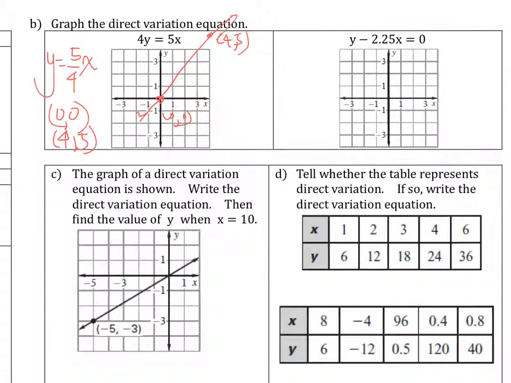And for this next one, y will equal 2.25x, and we know it goes through the origin. And I can find another point. Maybe I'll just use a simple point such as 1. When x is 1, y is 2.25. Here. And I can connect my points.